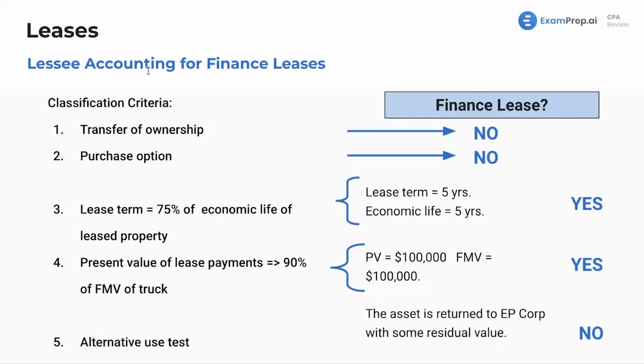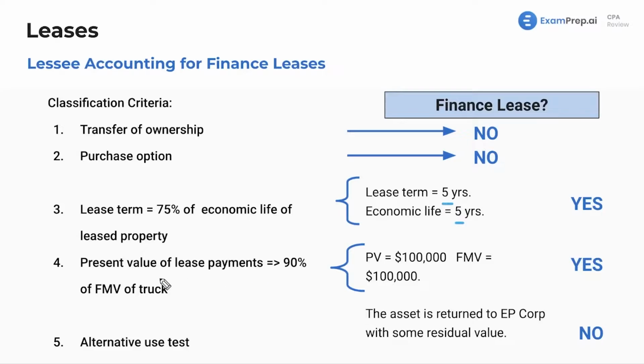Well, let's run through our test. Transfer of ownership. Nope, we didn't see anything about transferring ownership. Purchase option. Nope. We are not reasonably certain to exercise it. However, the lease term was for 5 years, if you noticed, and the economic life of the truck is 5 years. So yeah, that's 100%.